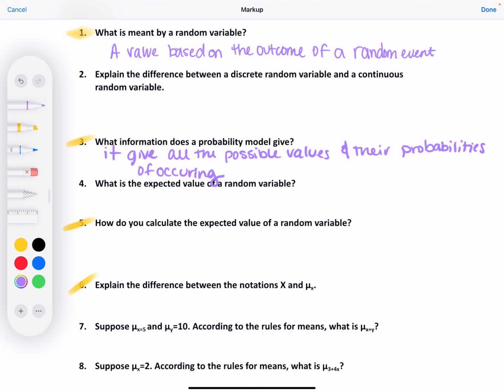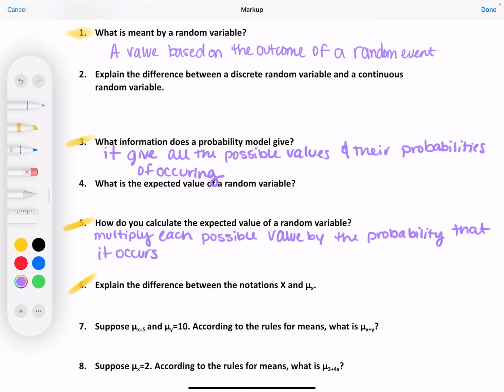All right. In words, multiply each possible value by the probability that it occurs and then find the sum. Is possible spelled right? Okay, I did not spell that right. See, I told you that's going to be my senior quote.